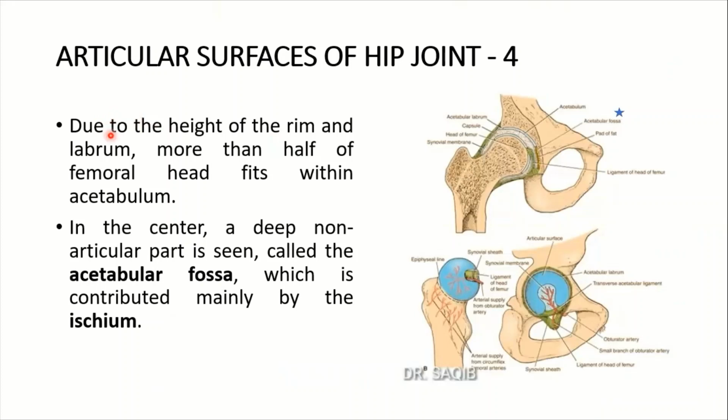So the articular surface is continued due to the height of the rim and the labrum. More than half of the femoral head fits within the acetabulum, right? More than half. In the center, a deep non-articular part is seen called the acetabular fossa, which is contributed mainly by the ischium, right? Acetabular fossa in the center.